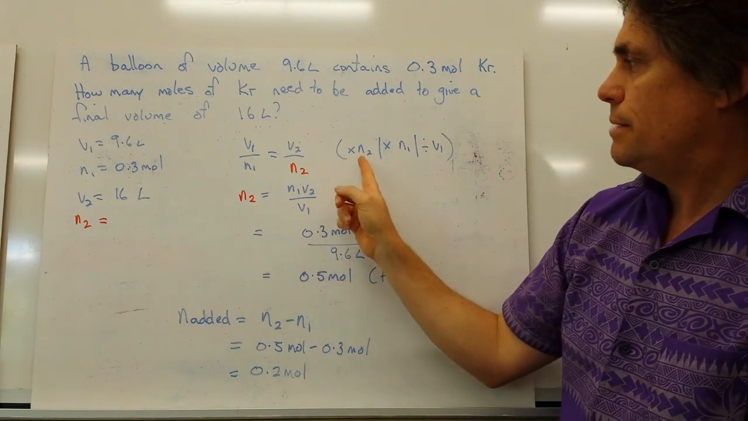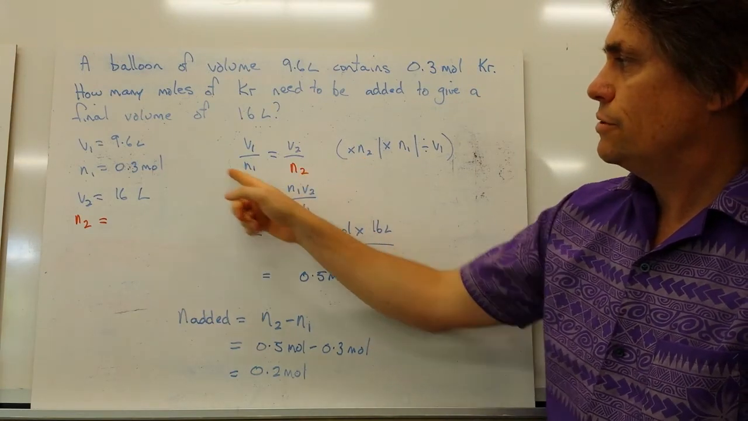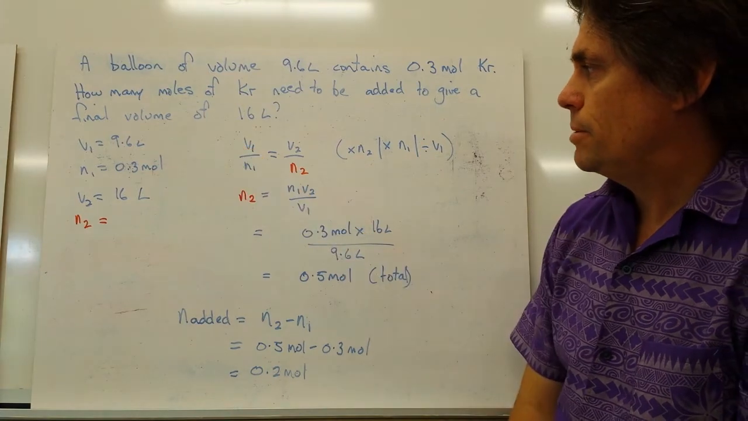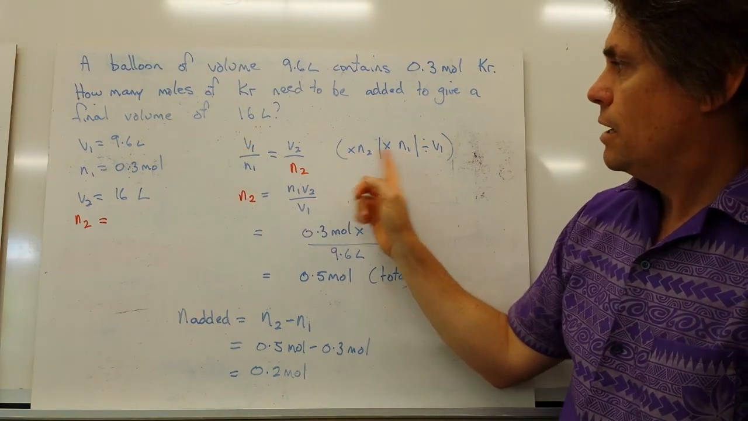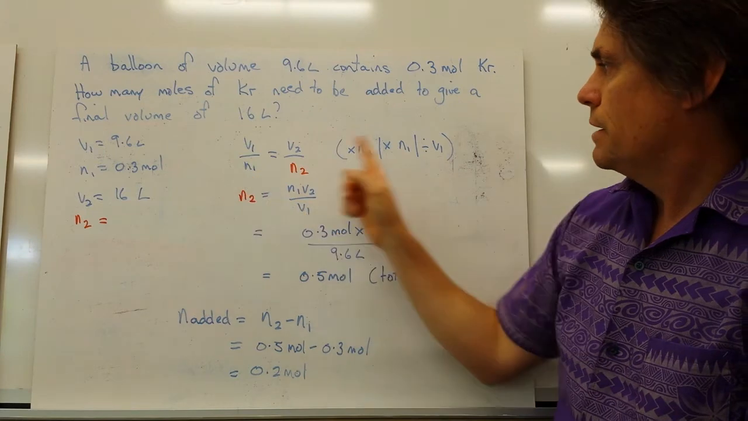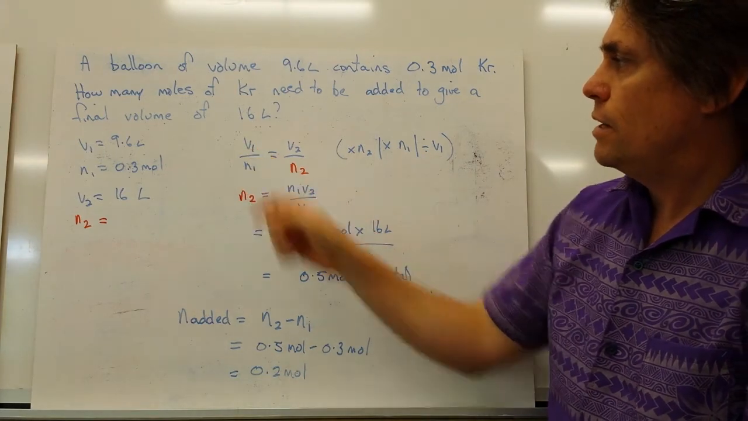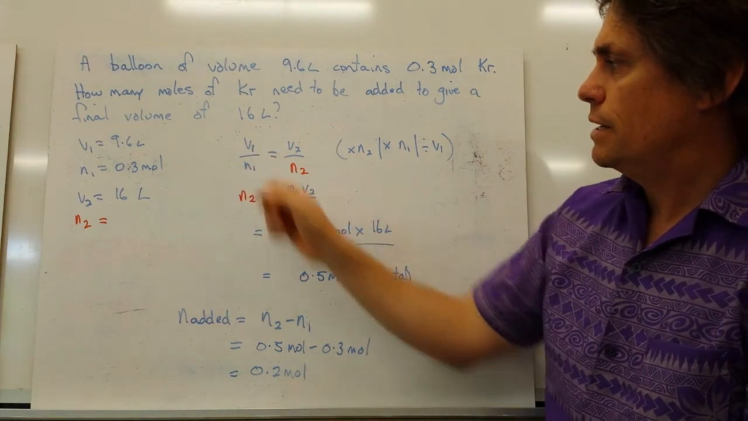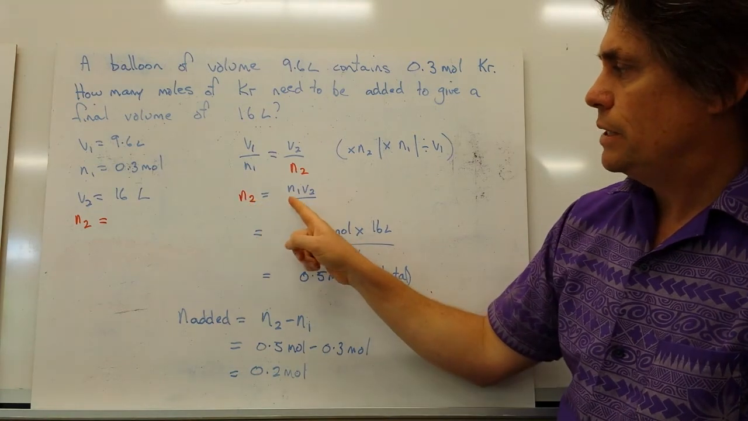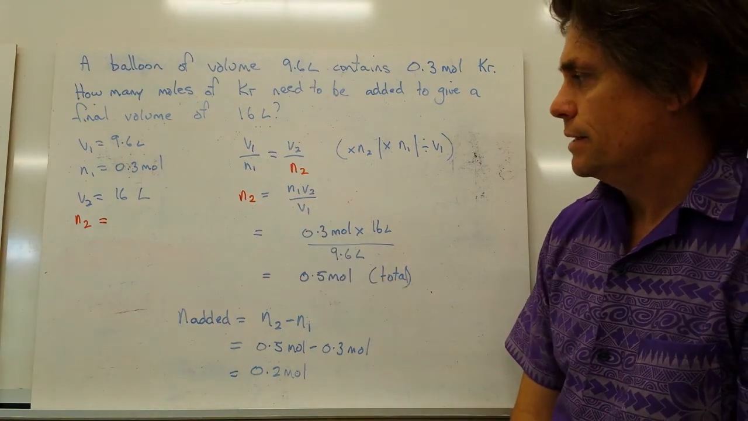So we'll go through 3 steps. First of all, we multiply by N2 to get it onto this side at the top. We'll then multiply by N1 to get rid of this term. And then finally, we'll divide by V1 on both sides to get rid of the V1. And this leaves us with N2 equals N1 V2 over V1.